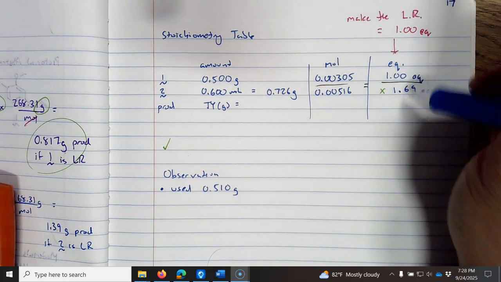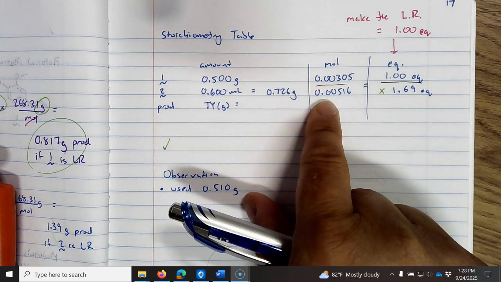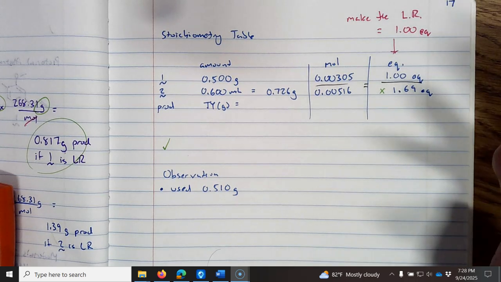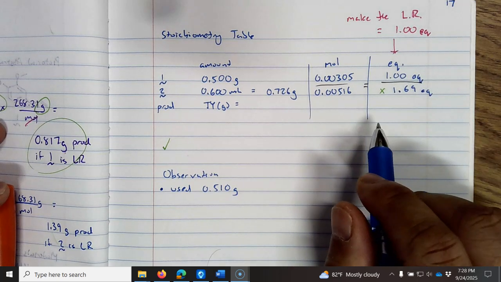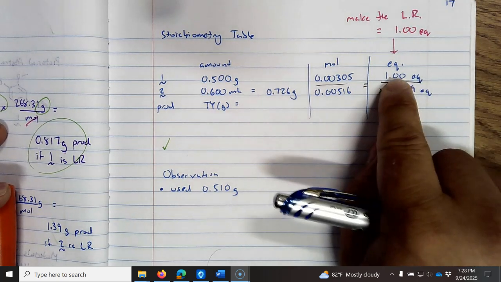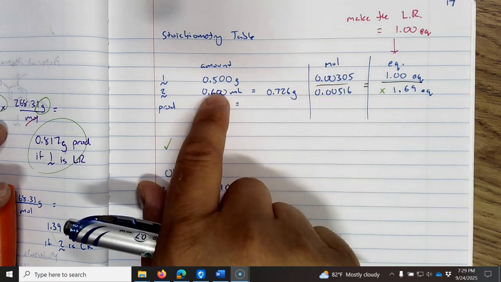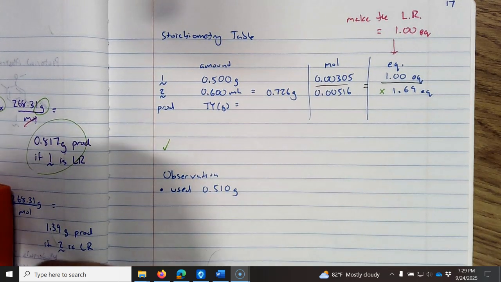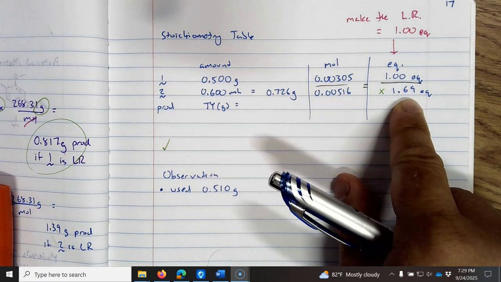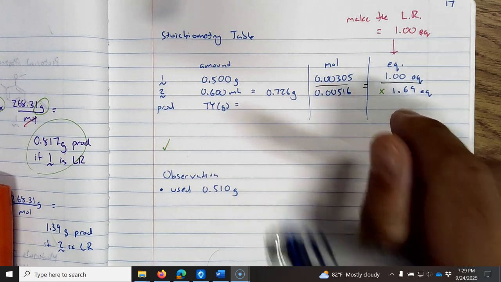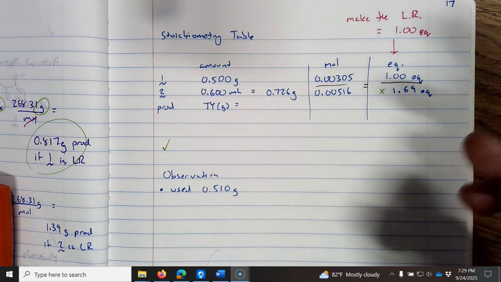Now, this is not grams, right? This is the molar ratio, not the gram ratio. And so if we want to scale up, if we want to make 10 times as much, then we could multiply this by 10, this by 10, multiply this by 10, this by 10, and get our new amounts. It's just a convenient way to quickly see how much excess we have, and how to scale up.